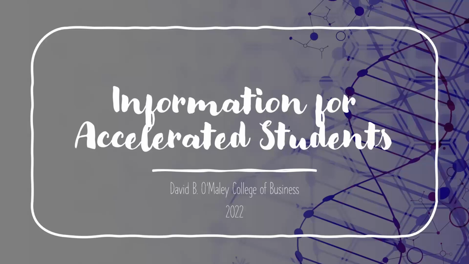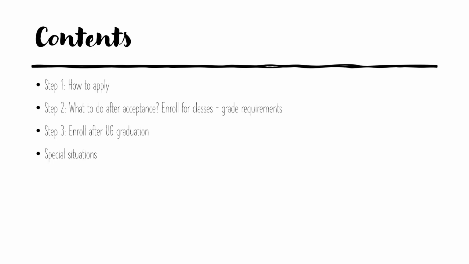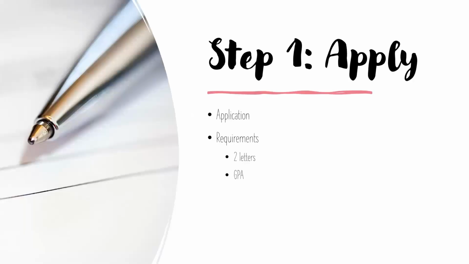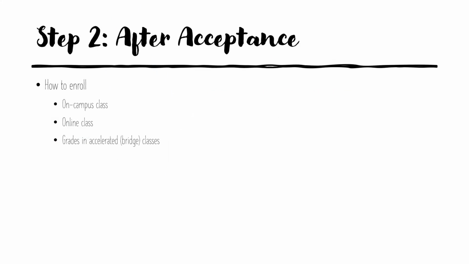Now, in this part, we'll talk about some of the things that students need to do after they get accepted. So, what to do after acceptance, how to enroll for classes, what the grade requirements are, etc. That was part one. Now let's talk about part two.